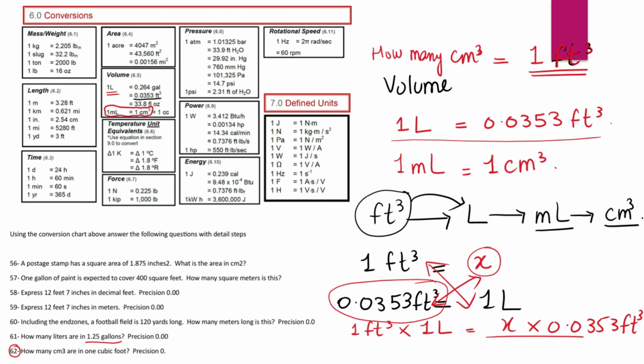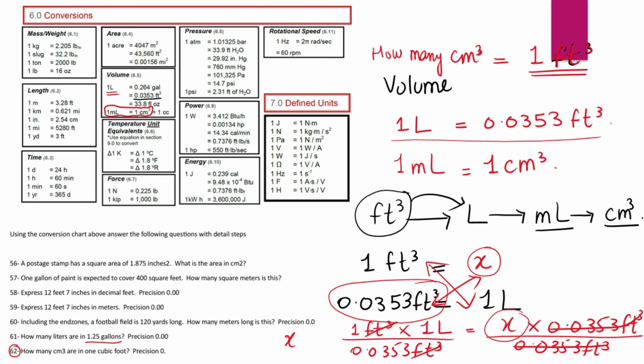We need to find x, so we divide both sides by 0.0353 feet cube. You can see this feet cube will be cancelled by this feet cube, simple. And on the right hand side you are just left with x.